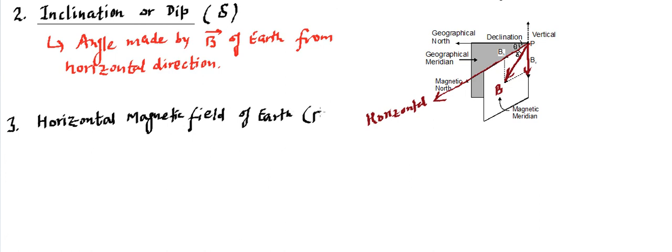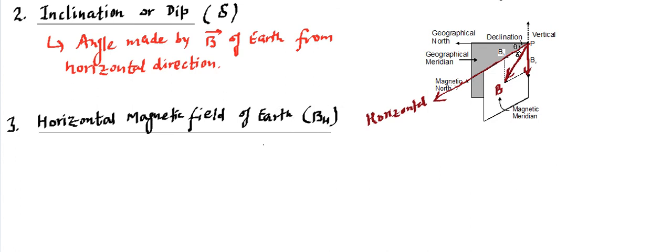We write it as BH, the horizontal component of Earth's magnetic field. This is also one of the basic elements of Earth's magnetism, so we need to know about this as well. And then we will be doing the reverse calculation, finding it out as well.